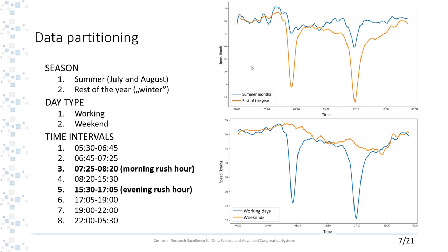A similar pattern can be seen in the picture below for working and weekend days. At weekends we have significantly larger speeds and we don't have speed drops at rush hours, so we also excluded the weekend data. To be more precise, we divided our dataset into 8 time intervals. The first two show the intervals before the morning rush hour, the third one shows the morning rush hour, the fourth one shows the period between rush hours, the fifth one shows the evening rush hour, and 6, 7 and 8 show the intervals after the evening rush hour.